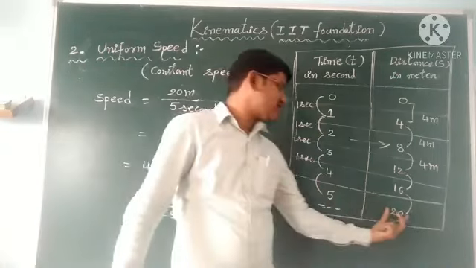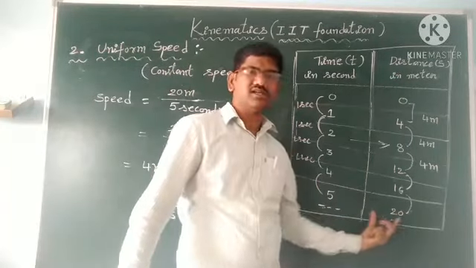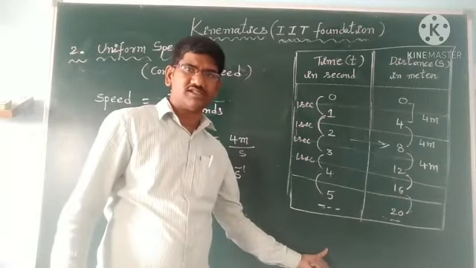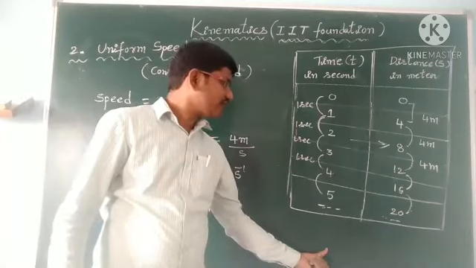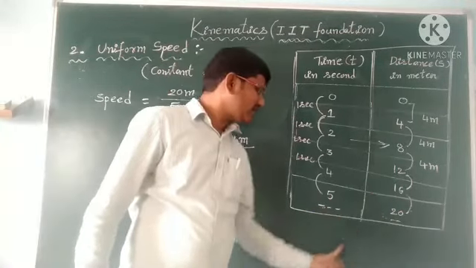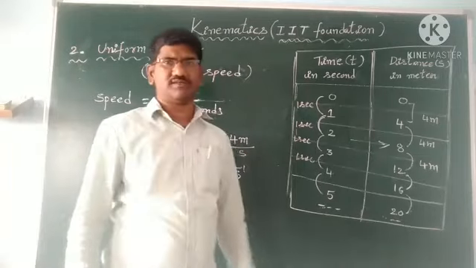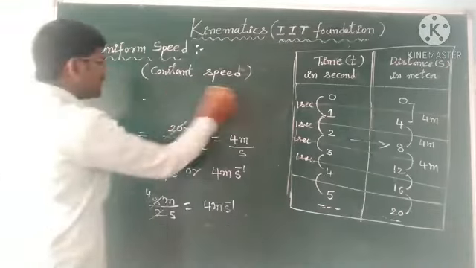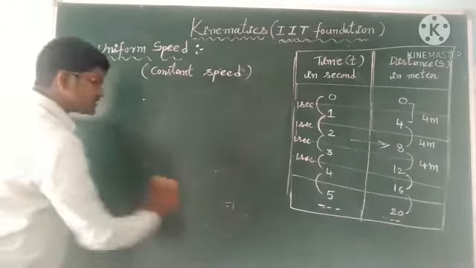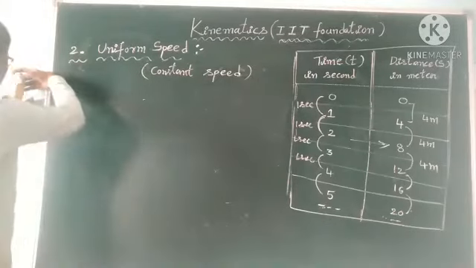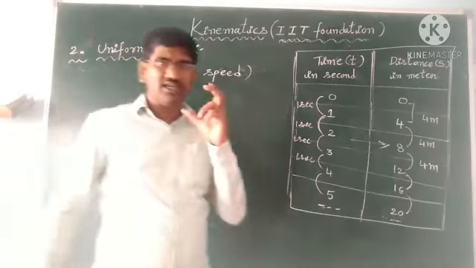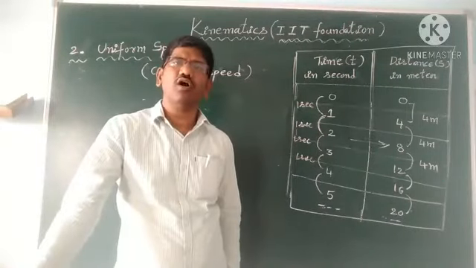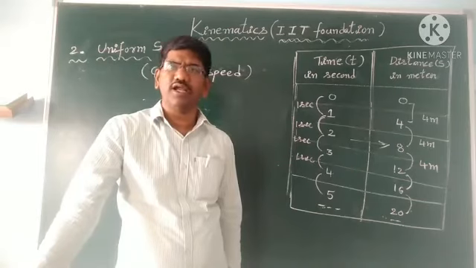See, 5 seconds, 20 meters. If I give the time of 10 seconds, can you say what's the value, children? So see, 5 seconds 20, then 10 seconds he covers 40 meters. So uniform speed means constant speed, you can also say, and we know the definition is covering equal distances in equal intervals of time, however short or small the intervals of time.